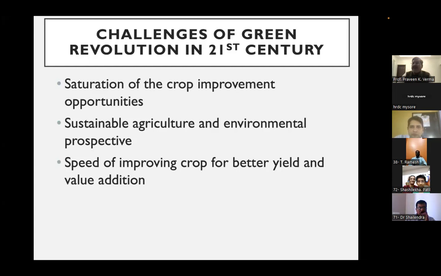The second thing is that after four or five generations, the plants growing in the field sometimes become susceptible again to those pathogens, and some new diseases start coming. So all these things started the thinking that this is a long-existing problem, and we should increase our crop productivity with sustainable growth and with less impact on the environment. Sustainable agriculture and the environmental perspective are there, and the speed of improving crops for better yield and value addition is also one of the important challenges of the 21st century.